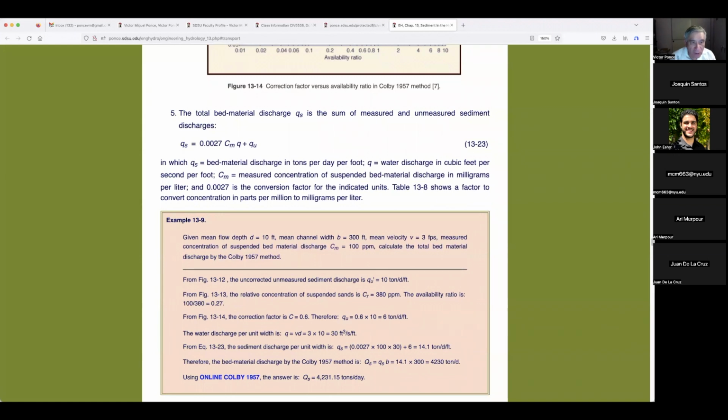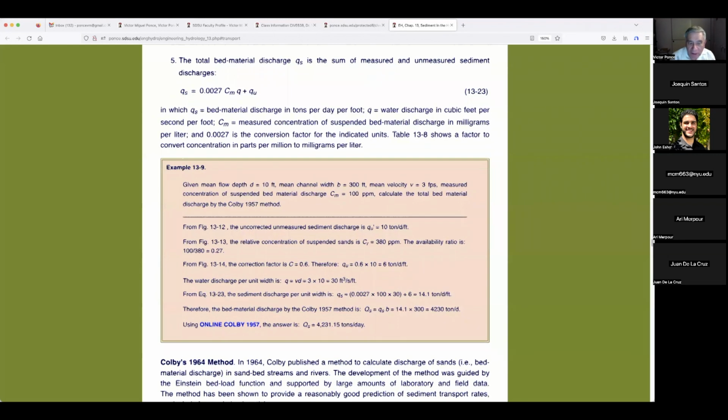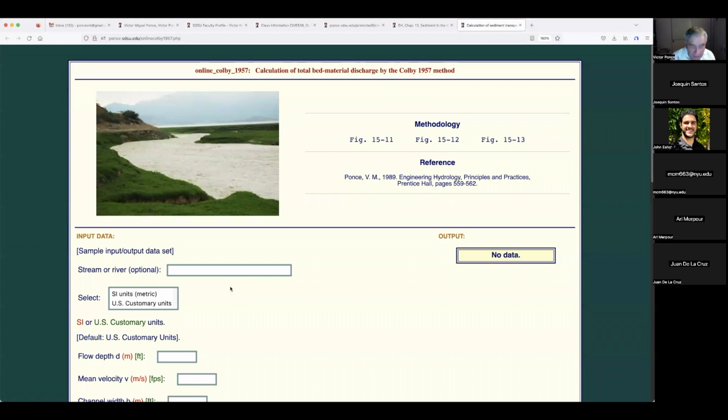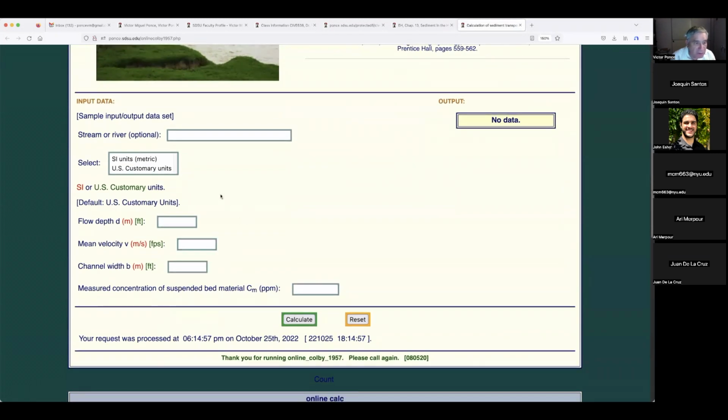Okay, so this is the methodology, and this is the example, and it is very clear in there. You should have no trouble following this. And then we have an online Colby calculator in there. Let me run this in here. I'm just going to plug in some numbers, okay?